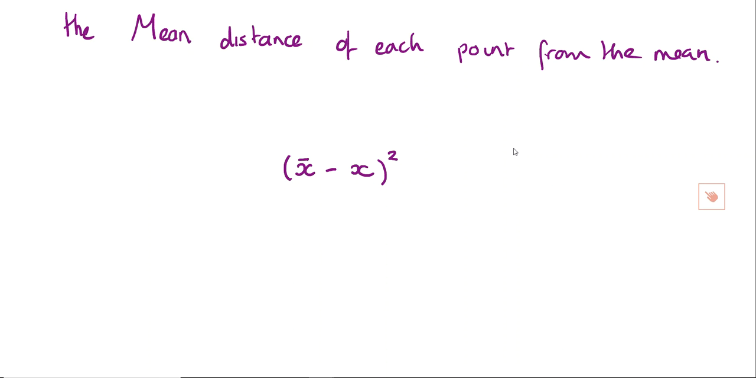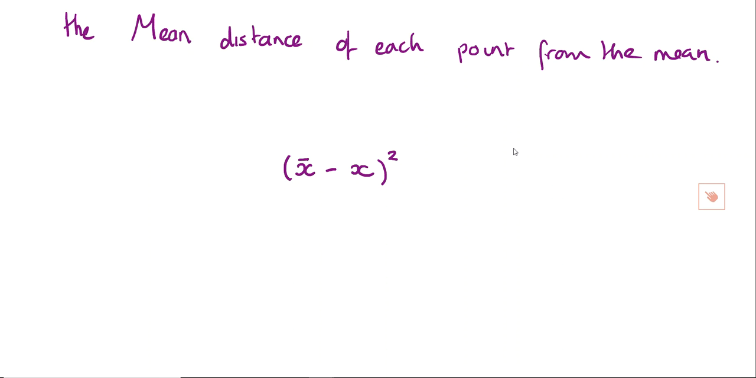But what do we probably have to do at the end? Square root. So we're going to have to square root. But we've got our differences, we've squared them to get rid of any negative. But what do we need to do then? We're finding the mean distance of each point from the mean. So this is the distance of each point from the mean. So how do I find the mean distance?